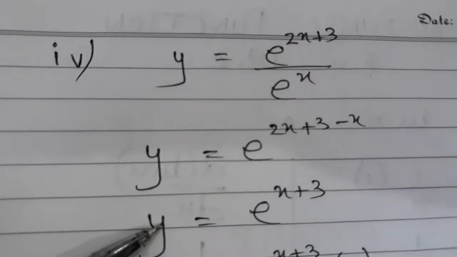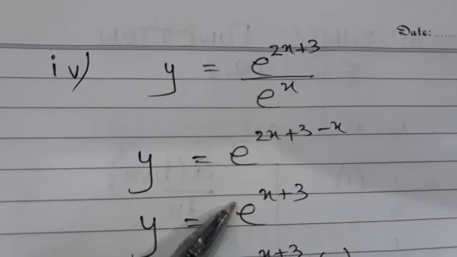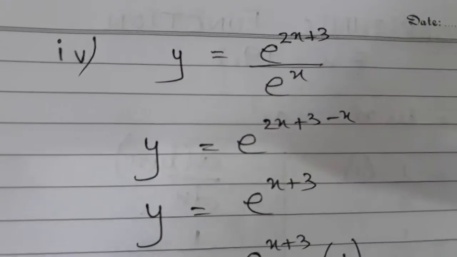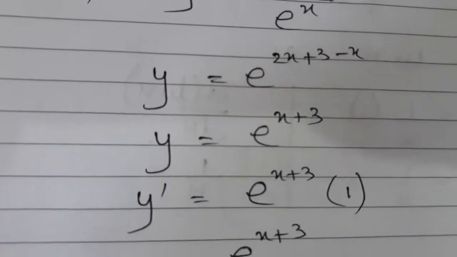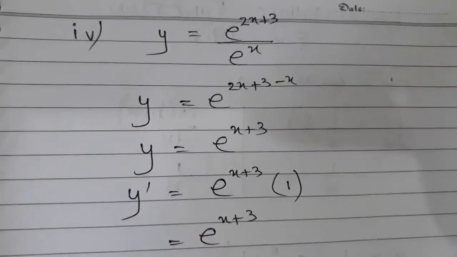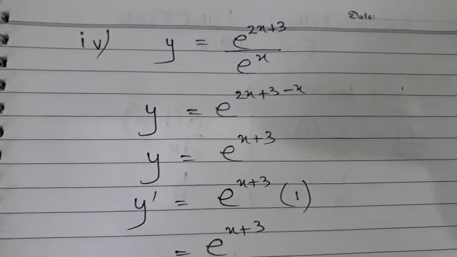Right? So in differentiation of exponential, what did we learn? As it is, multiplied by the differentiation of the power, which is 1 in this case. So this will be my differentiation of the exponential function, which was written in the form of a fraction.